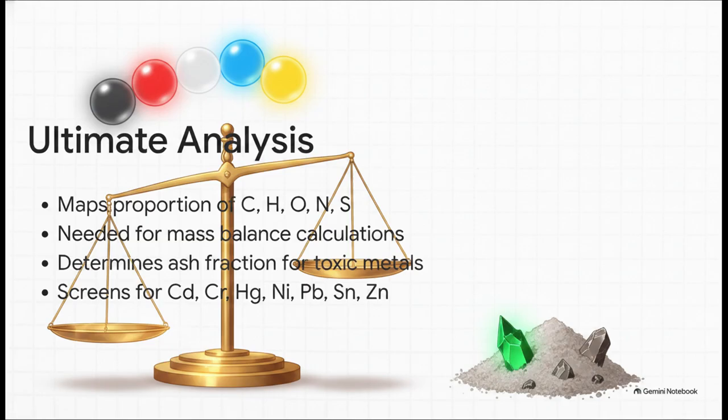Why? Because it is literally impossible to perform a mass balance calculation for a chemical process without those numbers. It also meticulously checks the ash fraction to flag potentially harmful environmental effects, specifically hunting down toxic heavy metals like cadmium, chromium, mercury, and lead, while also noting harmless ones like iron and magnesium.